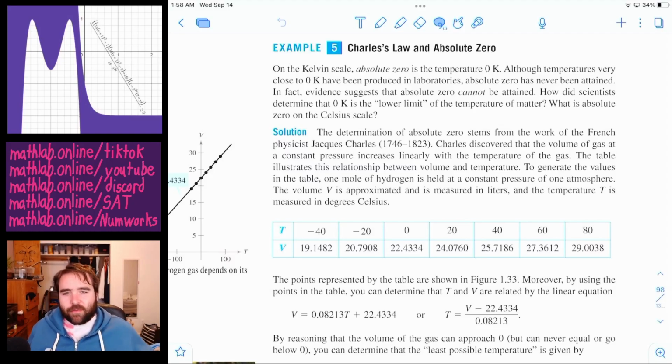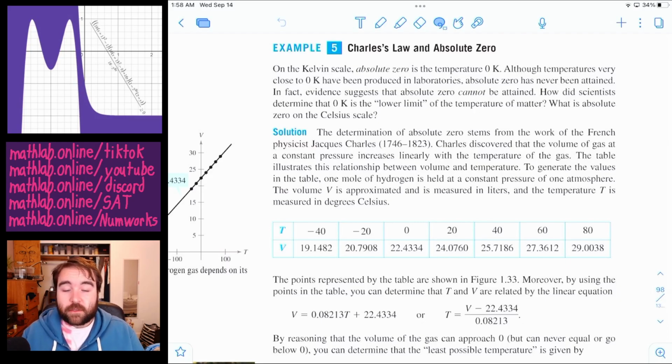So this example is not a problem so much. Let's just read it together. On the Kelvin scale, absolute zero is the temperature 0 Kelvin. Although temperatures very close to 0 Kelvin have been produced in laboratories, absolute zero has never been attained. In fact, evidence suggests that absolute zero cannot be attained.